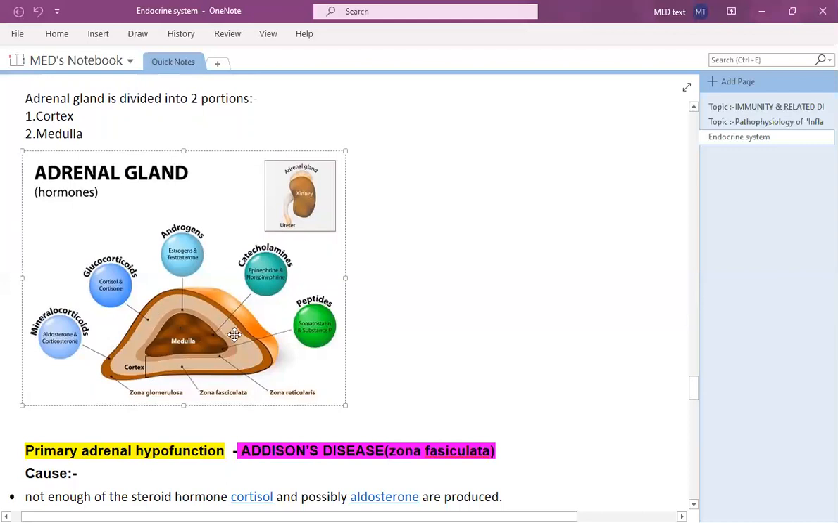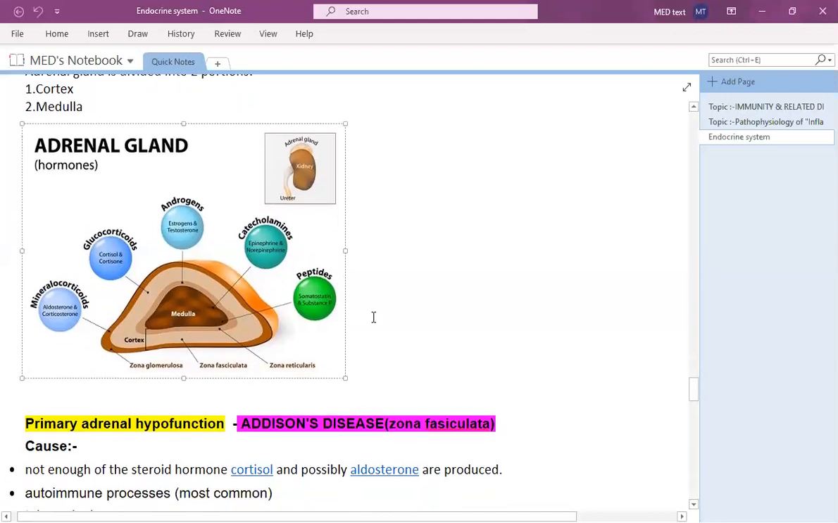As the adrenal gland lies above the kidneys, and the kidney's functional unit is the nephron, in the nephron we have GFR, that is glomerular filtration rate. So it is connected with that, and you can remember it easily in that way.